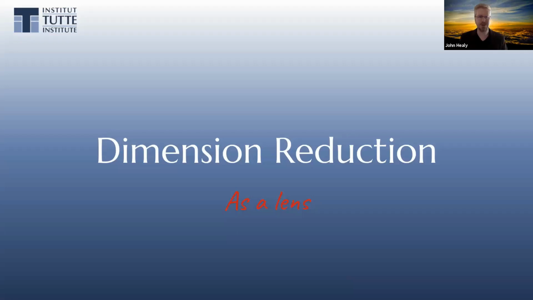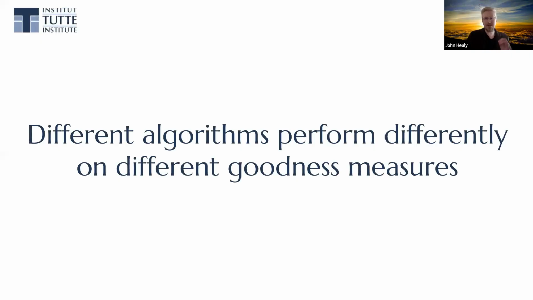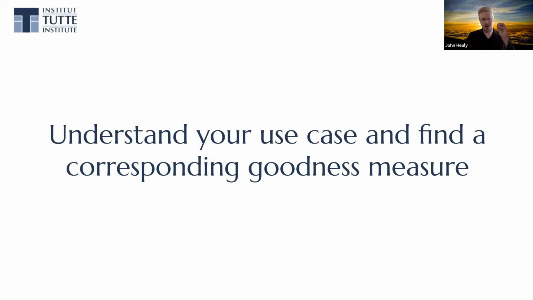Let's talk about dimension reduction as a lens. First off, a thing that is characteristic of all our lenses is that different algorithms or lenses perform differently on different goodness measures. Maybe you care about reconstruction error, maybe you care about local structure. Perhaps you've got a downstream task for which your dimension reduction is just a pre-processing step. Either way, there's no one algorithm to rule them all. There's no single best goodness measure for all problems. The key is to understand your particular use case and find a goodness measure that's right for that task.